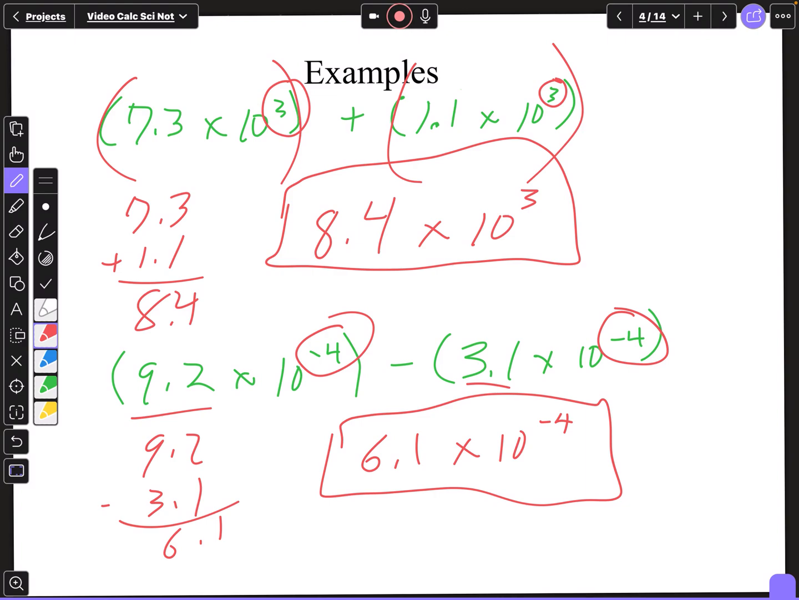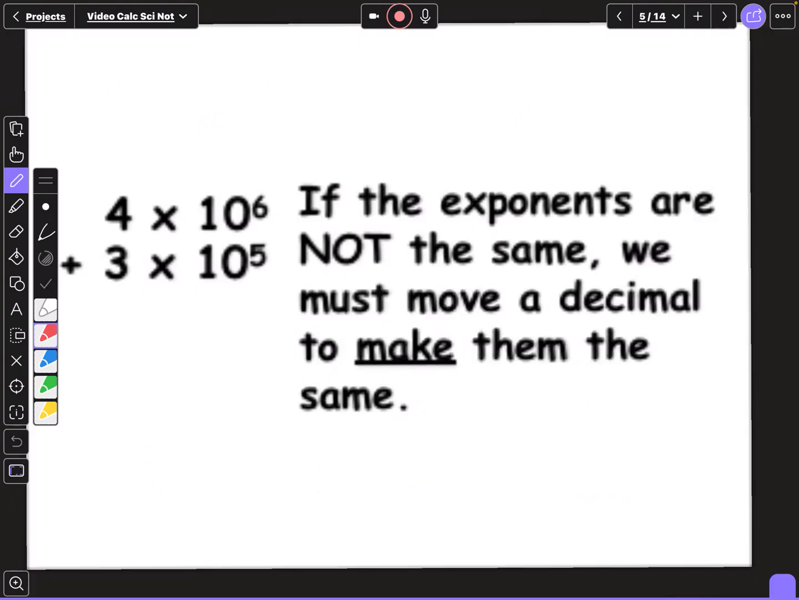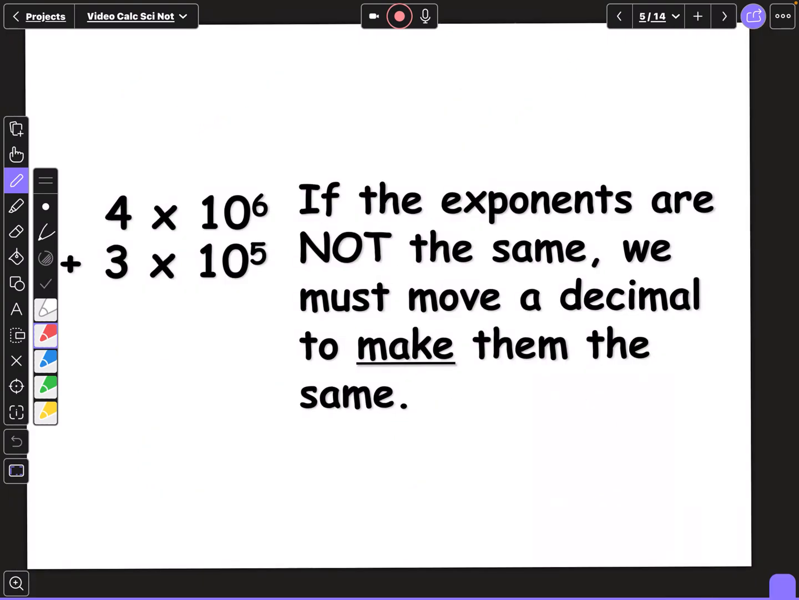That's all there is to adding and subtracting. You add your numbers, the exponents stay the same, or you subtract your two numbers and the exponents stay the same. Now we do have kind of an exception though. If the exponents are not the same, we must move a decimal to make them the same. So if we have a number like 4 times 10 to the 6 plus 3 times 10 to the 5th, our exponents are not the same.